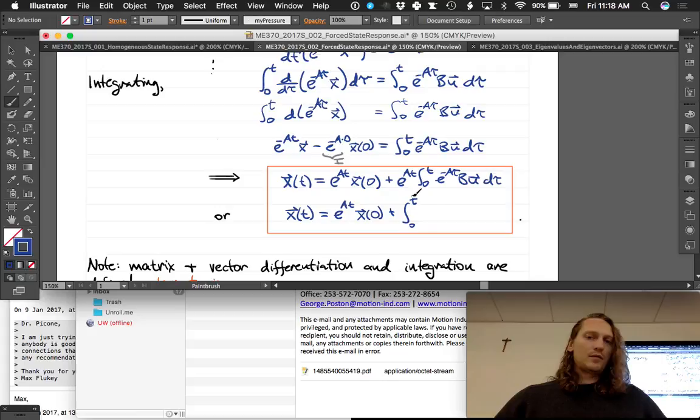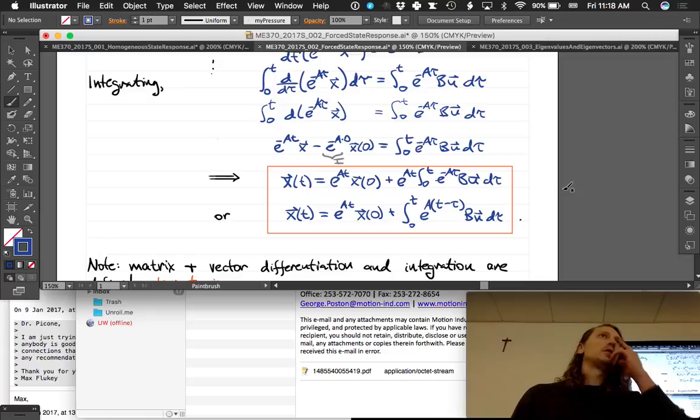So that's a t. Integral from 0 to t of e to the a. Now you can combine these two exponentials. It's a, and it's going to be t minus tau, a. And then b u d tau. Okay, this is one of the reasons why we should use that dummy variable tau, because sometimes it matters.